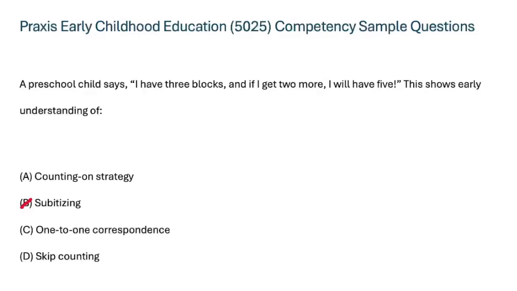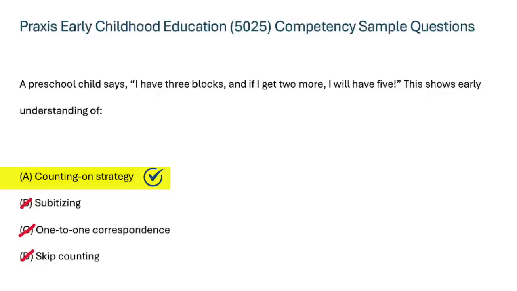Starting with option B, subitizing refers to instantly recognizing small quantities without counting. Not a relevant strategy for an early learner. We can eliminate option C. One-to-one correspondence is the ability to match each object counted with one number, which is not the case in this scenario. Next, we can eliminate option D, because skip counting involves counting by 2s, 5s, 10s, etc.